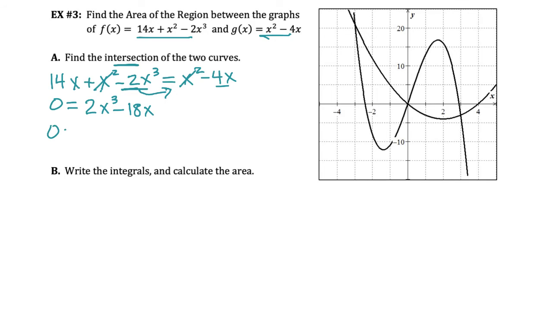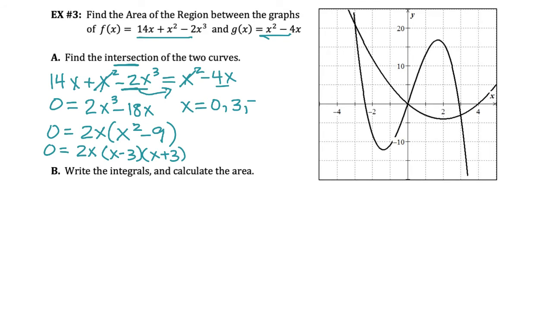So now we're ready to take out our GCF, greatest common factor. So 2x is going to leave me with x squared minus 9, that's much better. And then if we finish factoring this, we have 2x times x minus 3 times x plus 3. Setting each part equal to 0, we see that the x values are going to be 0, 3, and negative 3. Now we need to find the points of intersection. So that means that we need to find f at 0, what that is equal to.